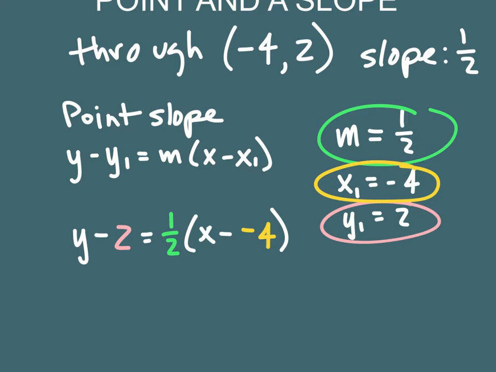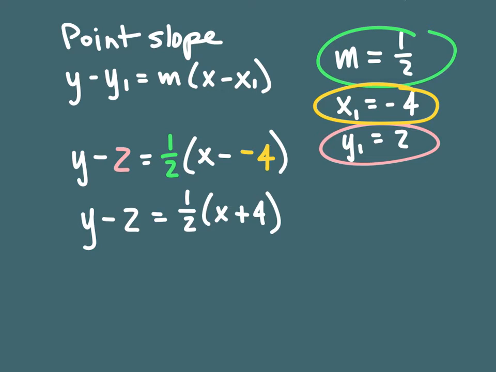All right, and one thing that you can do to clean this up is to switch the subtracting of a negative to an addition. So let's do y minus 2 is equal to 1/2 times x plus 4. Okay, this is in point slope form. Well, what we want to do is turn this into slope-intercept form. So the first thing I'm going to do is multiply my 1/2 by everything and solve this equation for y. So I've got y minus 2 is equal to 1/2 times x, so that's 1/2 x, plus half of 4 is going to give us 2.